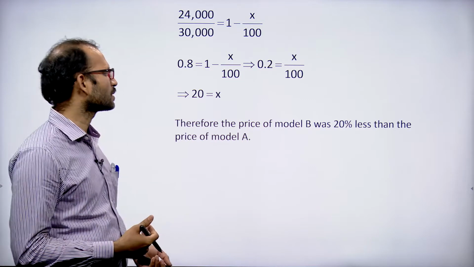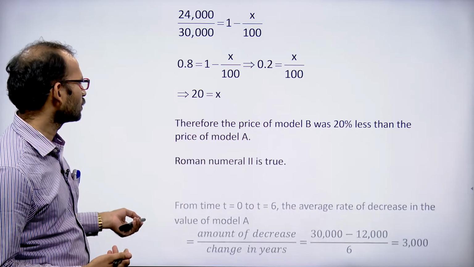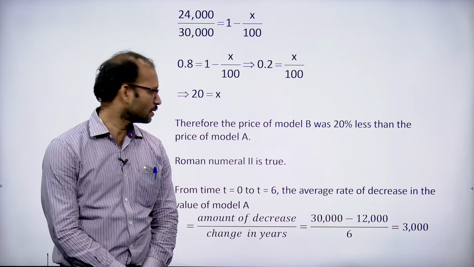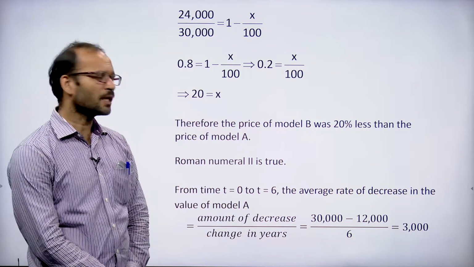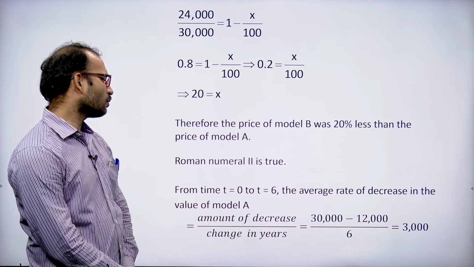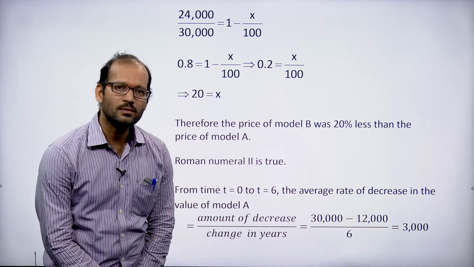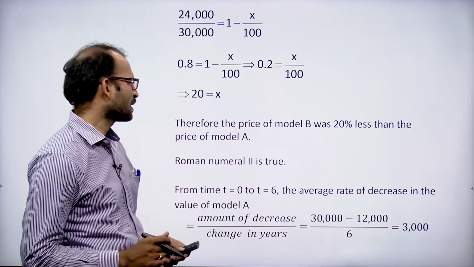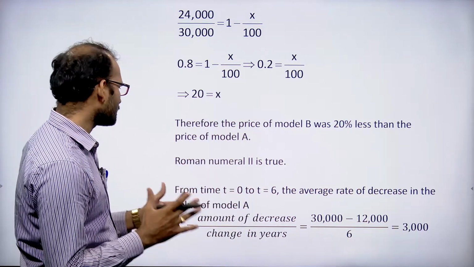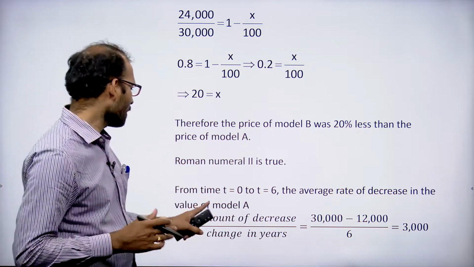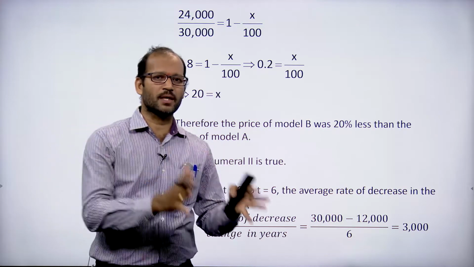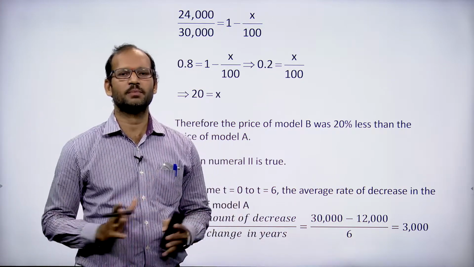If model B was 20% less than model A, right, so 2 is also true. Now the third statement, so the first two statements are correct. Now coming to the third statement, from time t equals 0 to t equals 6, in the 6-year period, the average rate of decrease in the value of model A is the amount of decrease divided by the change in years. How much amount is decreased, divided by the number of years, the period of time.